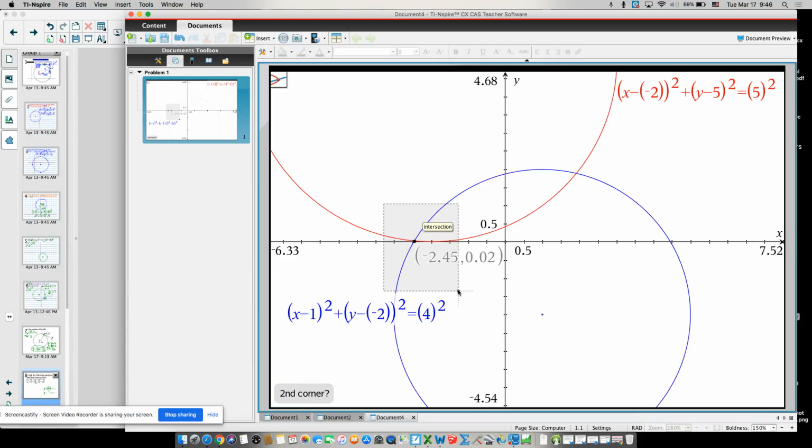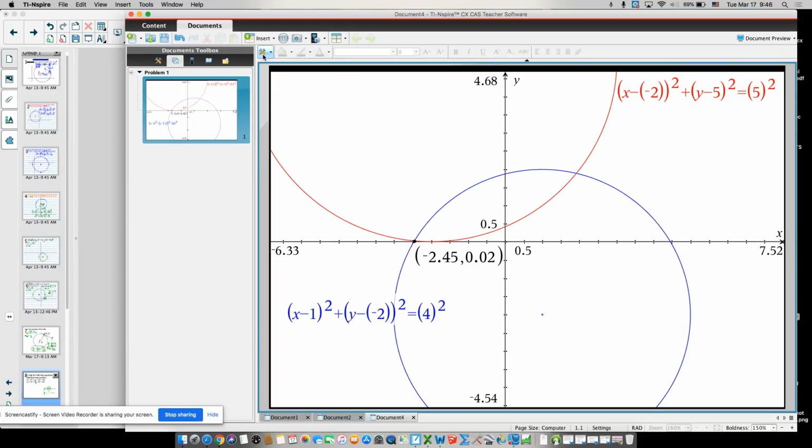And when you have that intersection point covered, the intersection point actually should show up. You can see it there. So I'm going to click and just enclose that intersection. And there's my intersection point, negative 2.45 and 0.02.